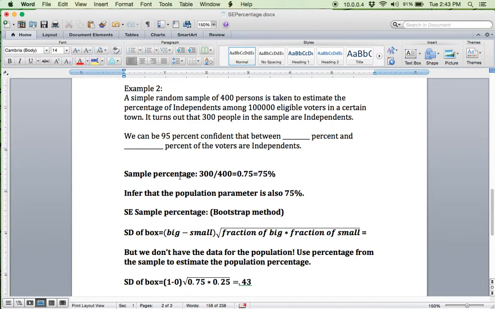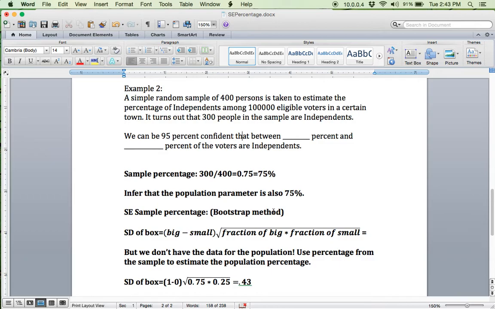So again, from the sample, since we got 300 out of 400, that is 75%, so that means that our sample is 75%. So we're going to use that sample to infer that the population parameter, the number of independents from the entire population, is also 75%. And then to find the standard error for the sample percentage, you want to know what this error is, we're going to use something called the bootstrap method.